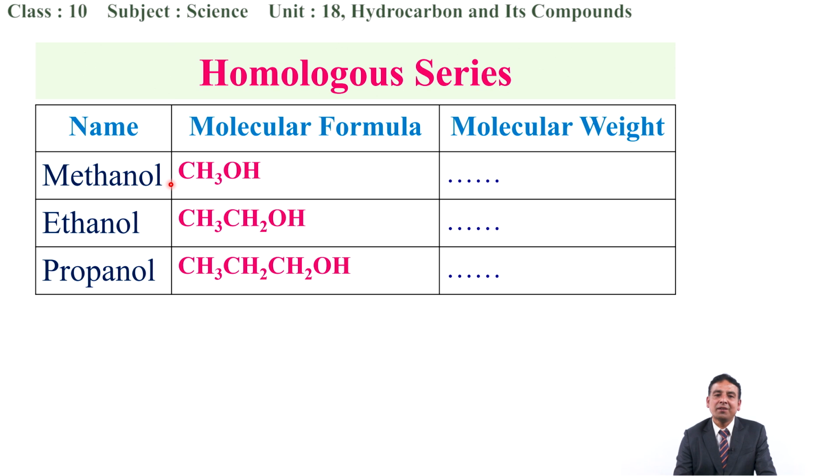Carbon has 12 and hydrogen has 1 for each, then altogether 15, and oxygen has 16, 31, as well as hydrogen is 1 altogether. What is the molecular mass of this first one? 32. Yes. Can you calculate the molecular mass of this ethanol also? Please try your best to write the correct molecular mass for this.